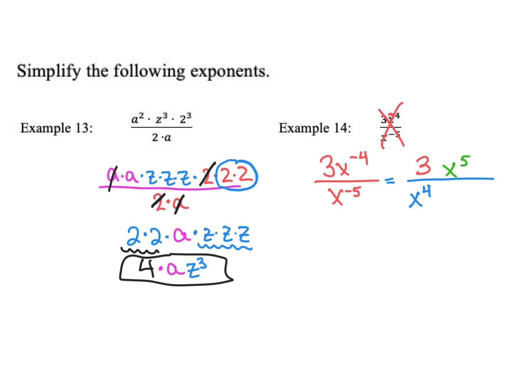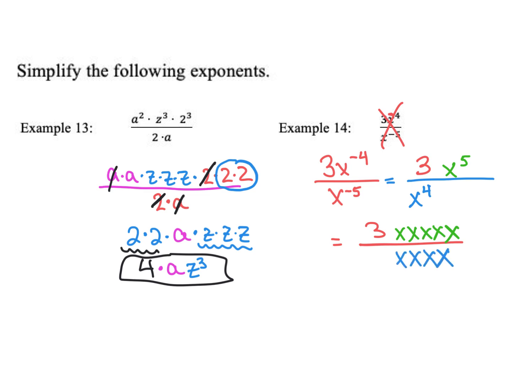Let's expand that out because it kind of helps us out a little bit. So on the top, we still have our 3. How many x's do I have? I have 5, so let's write that out. 1, 2, 3, 4, 5. How many x's do I have on the bottom? 4. 1, 2, 3, 4.